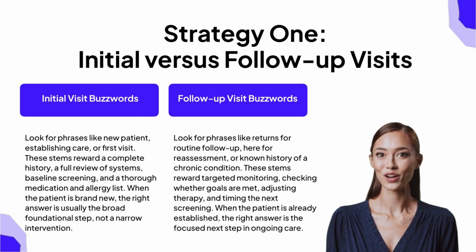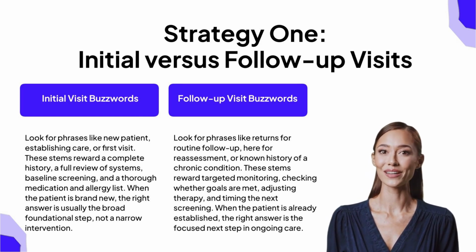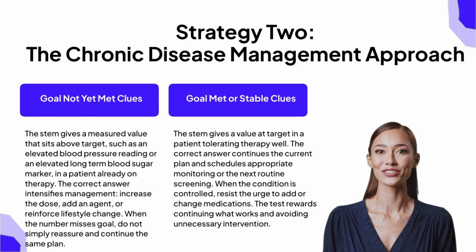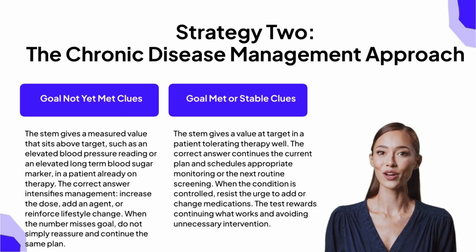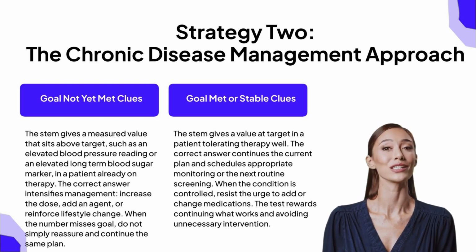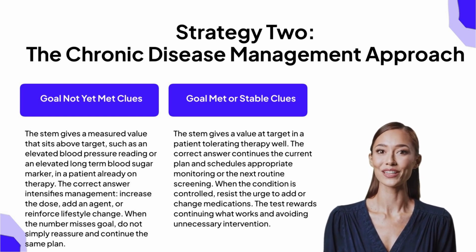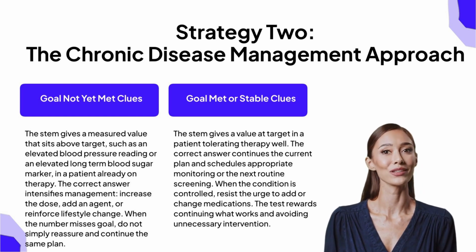Deciding which kind of visit you are in tells you whether the right answer is broad or focused, and that single decision often eliminates half the choices. Strategy 2 is the chronic disease management approach because the boards test this constantly in follow-up questions. The trick is to find the measured value in the stem and compare it to the target. If the value is above goal in a patient who is already on therapy and adherent, that is a goal not yet met scenario, and the right answer intensifies management. Increase the dose, add another agent, or reinforce lifestyle change. Do not simply reassure and continue the same plan when the number misses goal.